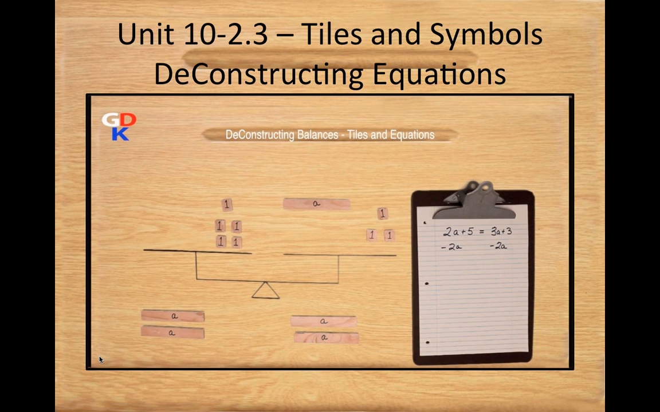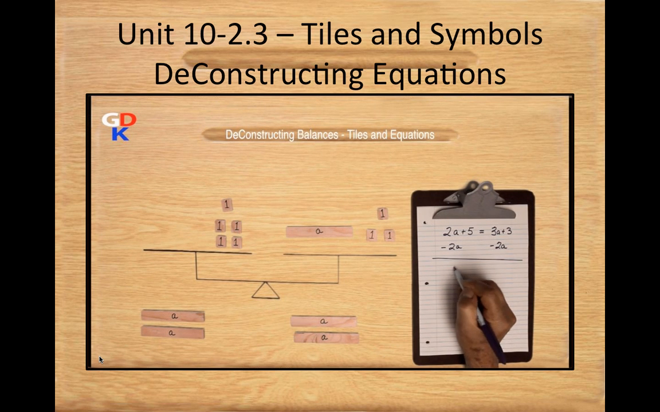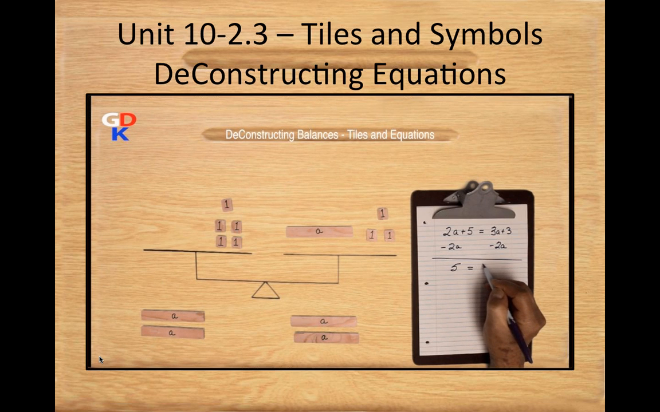And let's see what we have left. On the left-hand side, we're going to have 5 ones. On the right-hand side, we're going to have an a and 3 ones. So when we record that, we have 5 equals 1a plus 3. We now have 5 on the left-hand side and an a and 3 ones on the right-hand side.